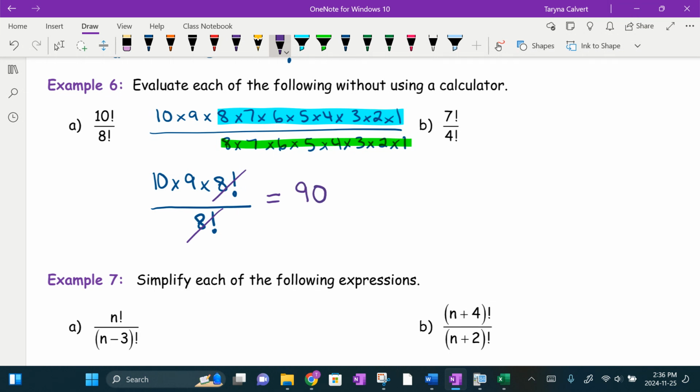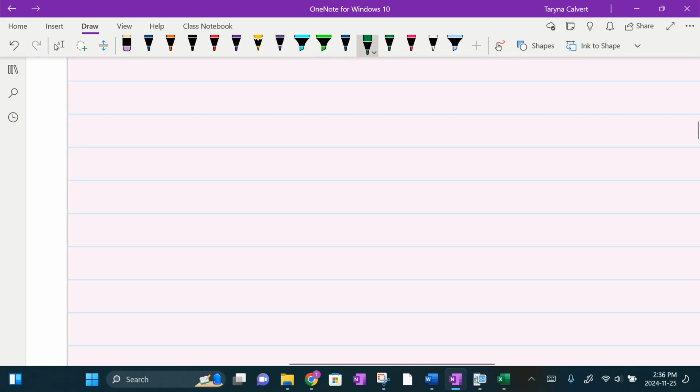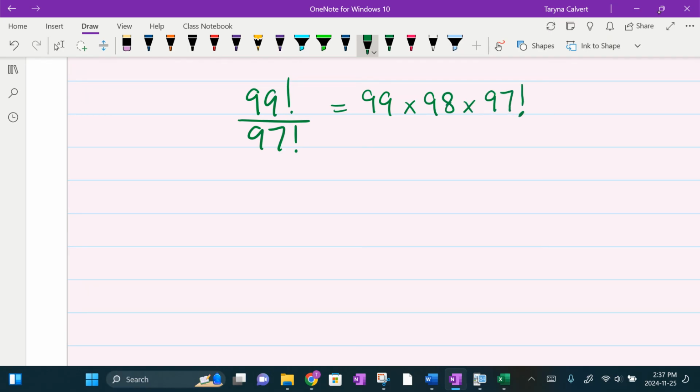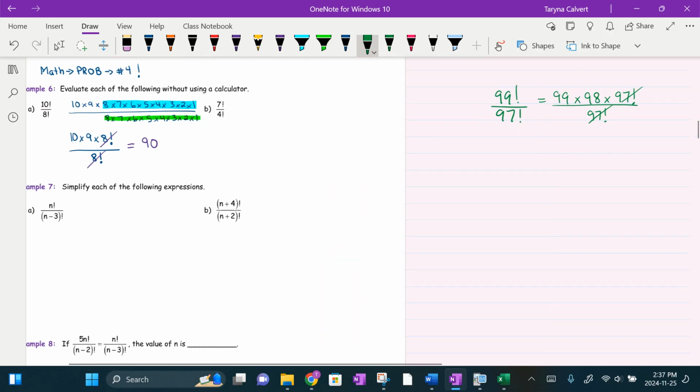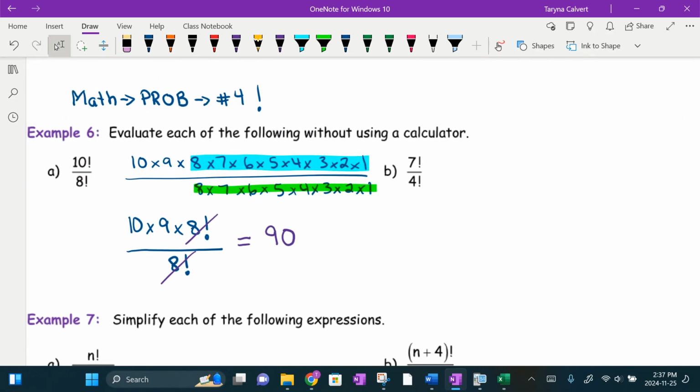The reason I want to show that is if I gave you something like 99 factorial divided by 97 factorial, do you want to go all the way down to 1? No. This would be the same thing as 99 times 98, and I would stop. This one I'd still use the calculator for, because I don't want you to do that by hand. But isn't that way nicer than going all the way down to 1? We would never do that. Then you could calculate that on your calculator. So we will simplify expressions that have numbers with factorials in them, which are nice.